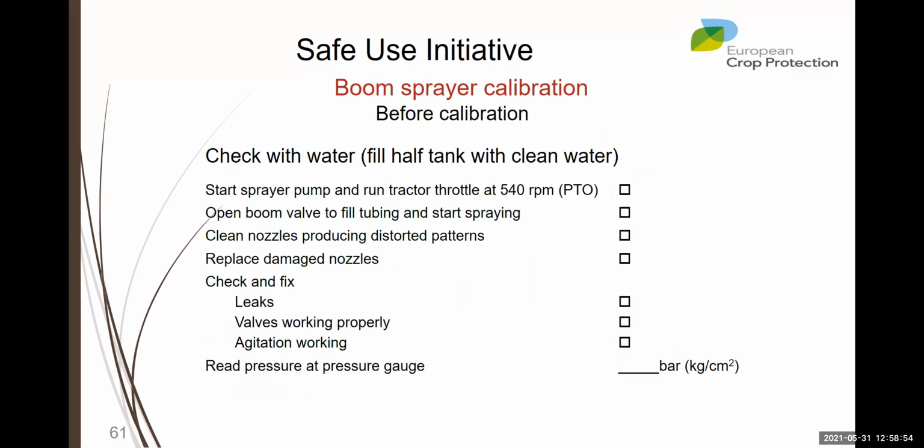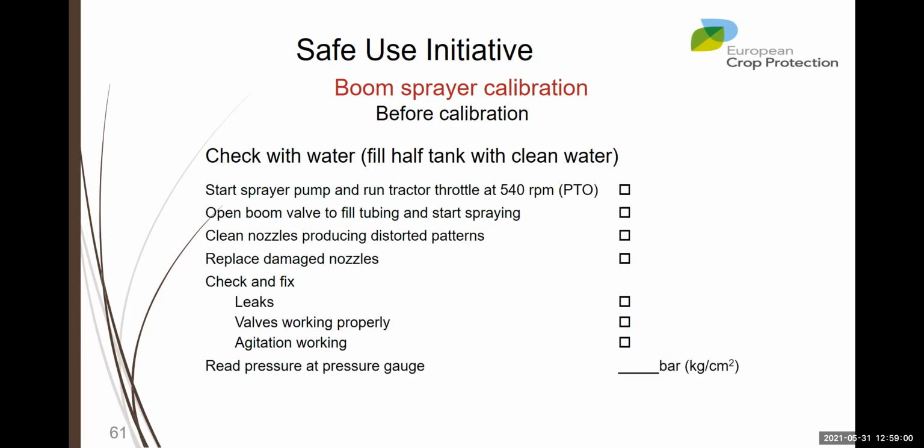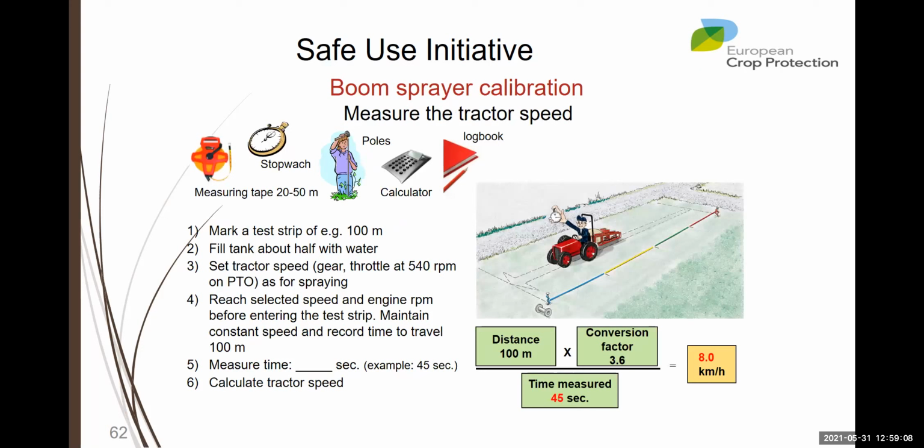Yeah, so we can have some checklist: tank size, hose, nozzle, boom, cleanness, replacement, leaking, agitation, pressure. Okay, this is the example. So I took some of the slides from European Crop Protection. So this is a good exercise for us.